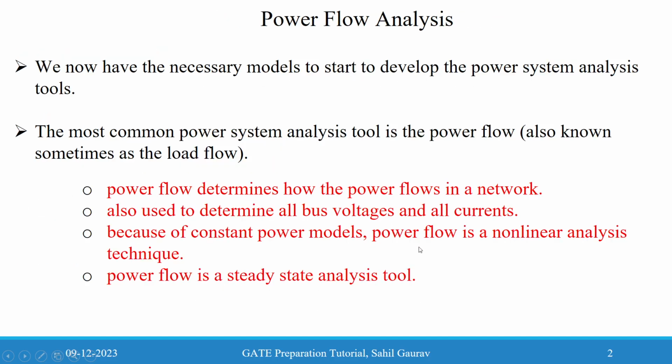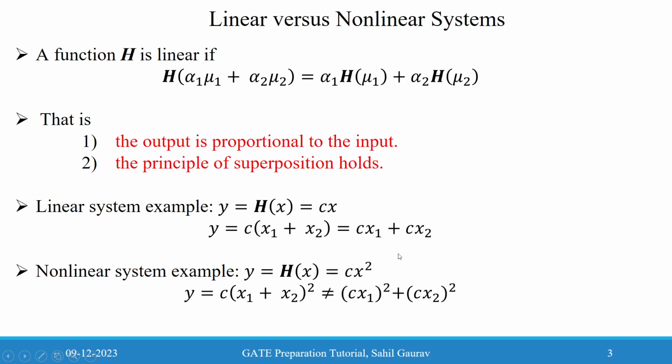As I told you, this power flow is a nonlinear analysis technique, so it's better to know about linear and nonlinear systems. We know that a function h is called linear if it follows the superposition and homogeneity rule. Like here, h of alpha 1 mu 1 plus alpha 2 mu 2, where alpha we have considered as constant, so this will come out as alpha 1 h mu 1 plus alpha 2 h mu 2. If this follows, then we can say that the function h is called linear. That means the output is proportional to the input and the principle of superposition holds.